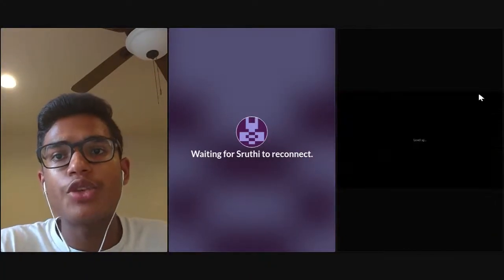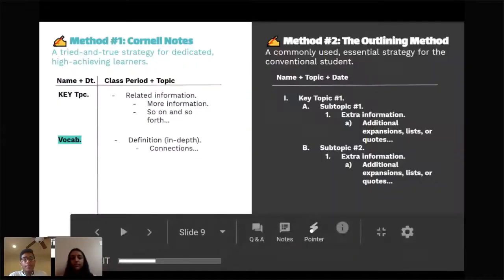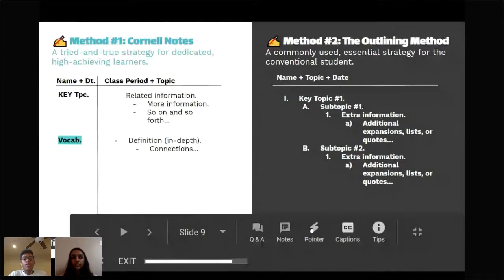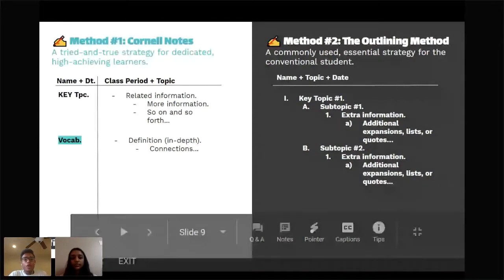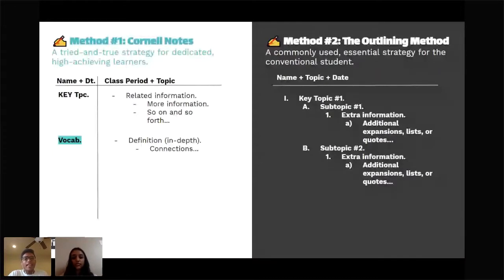All right, so the two most useful platforms that Jamal and I both used for AP World History to take notes from textbooks and to take notes in class were number one, the Cornell Notes platform, and then number two, the outlining method. I myself have used the Cornell Notes ever since I was in, I think, eighth grade, and that's a very tried and true strategy for dedicated people who really want to put their own time towards this. And how it's organized, it's kind of like a T-chart with 25% of the content on the left and 75% of the content on the right.